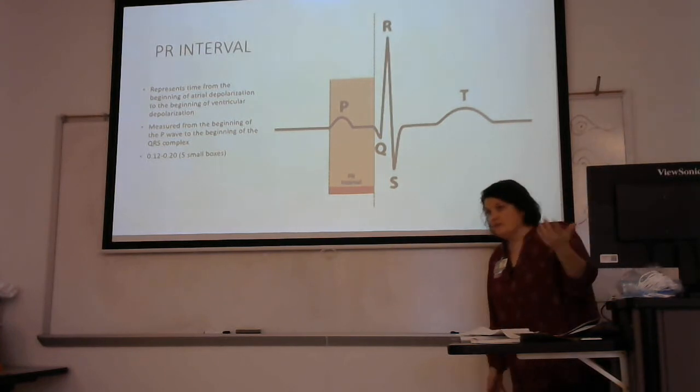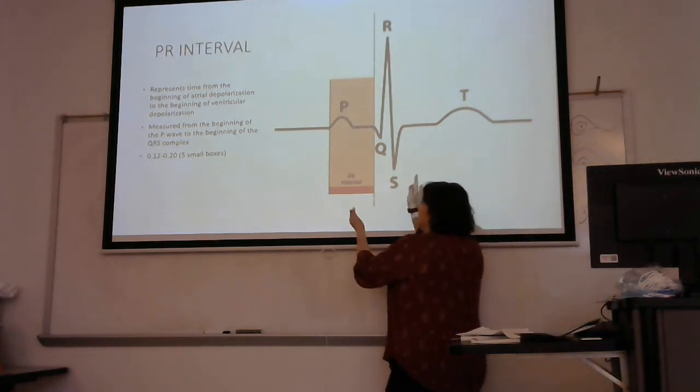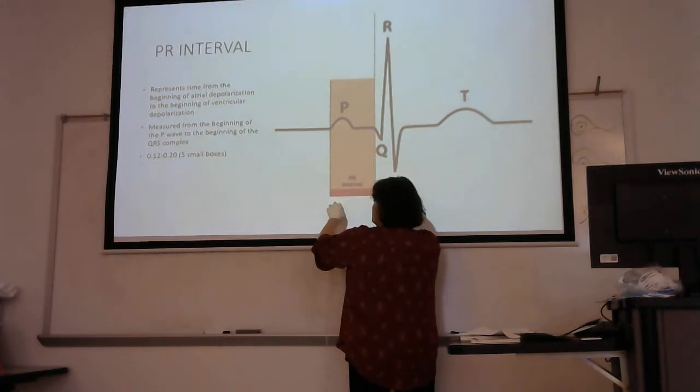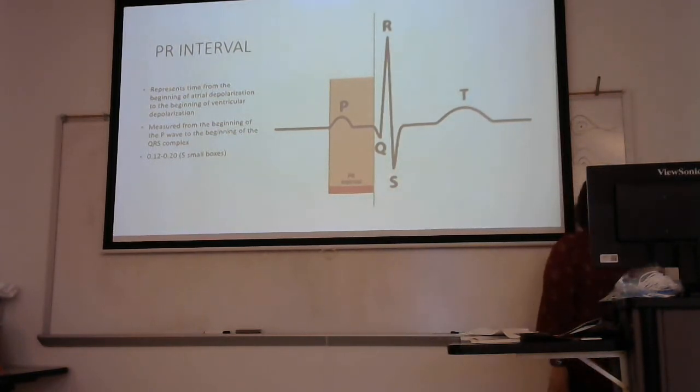So no more than 5 small boxes. That's really important in telling me how long it takes an electrical impulse to get from the atria to the ventricles. That's its whole purpose there.